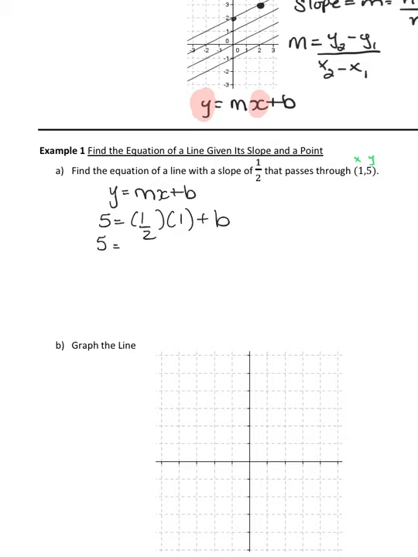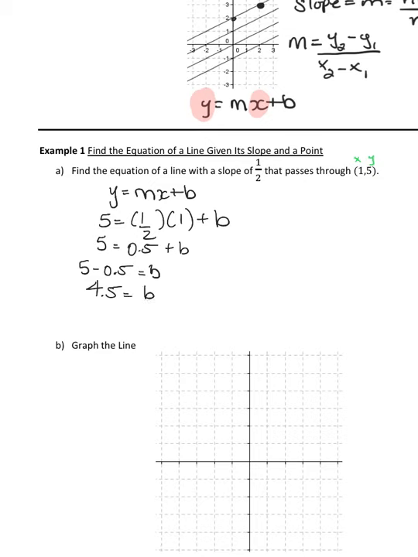1/2 times 1 is 1/2, so I'm just going to write that as 0.5, which is 1 divided by 2, plus b. Okay, and now I'm going to solve for b. So if I'm adding 0.5 on the right-hand side, I need to subtract it to bring it over. And 5 minus 0.5, that's going to be 4.5.